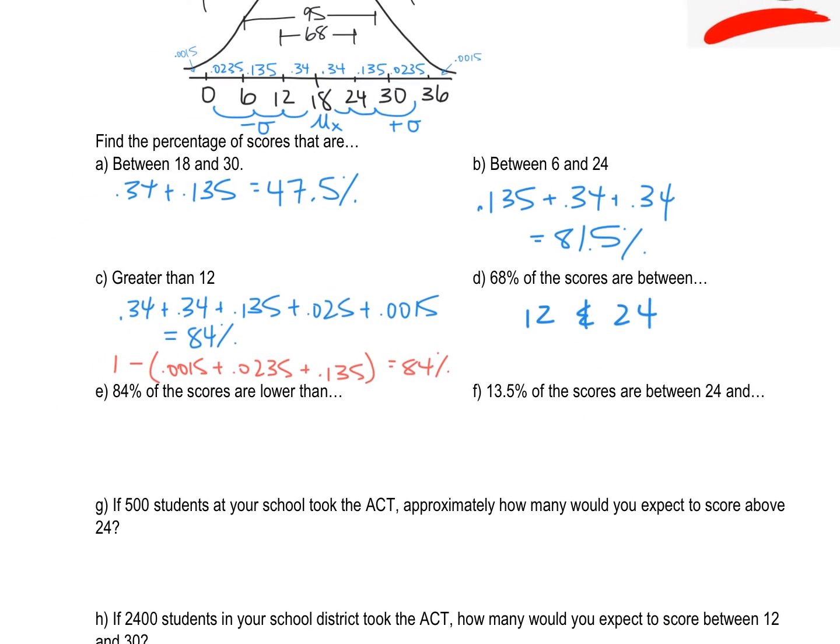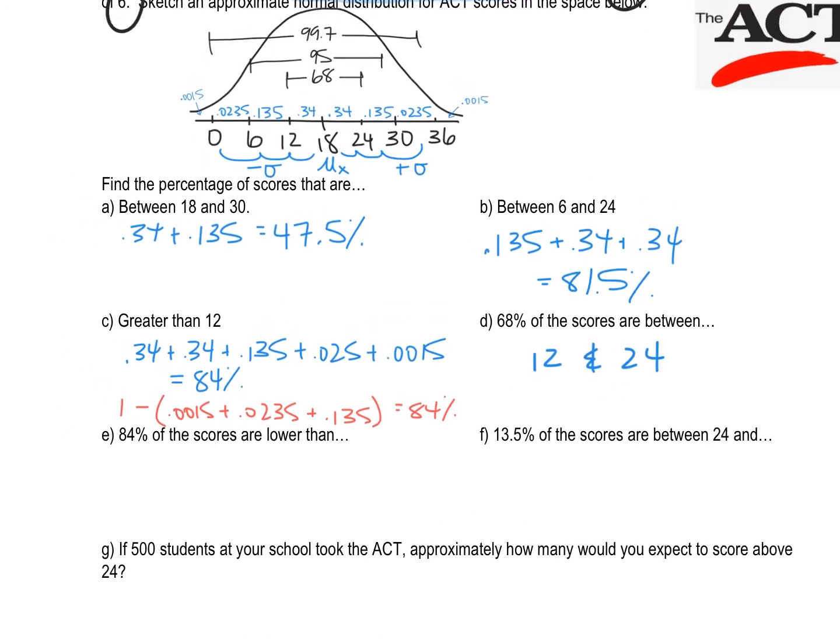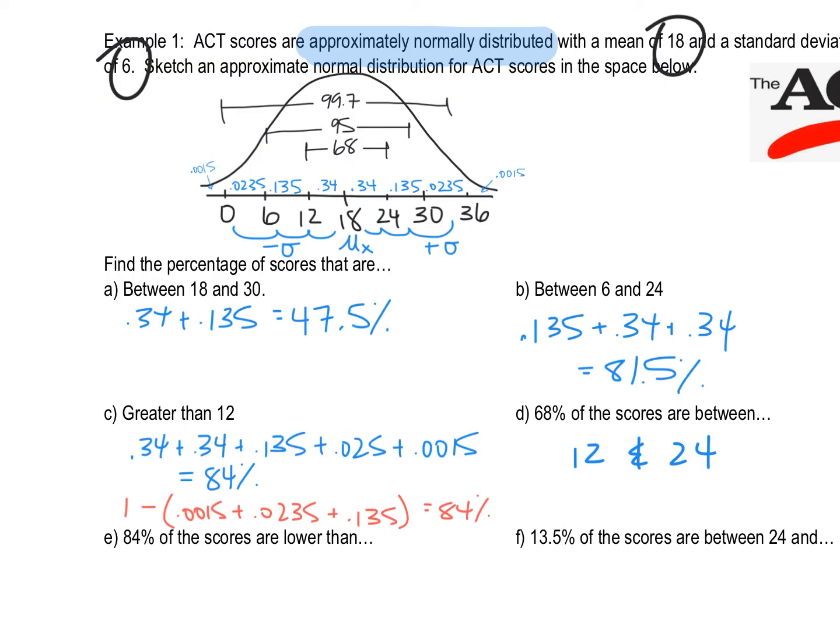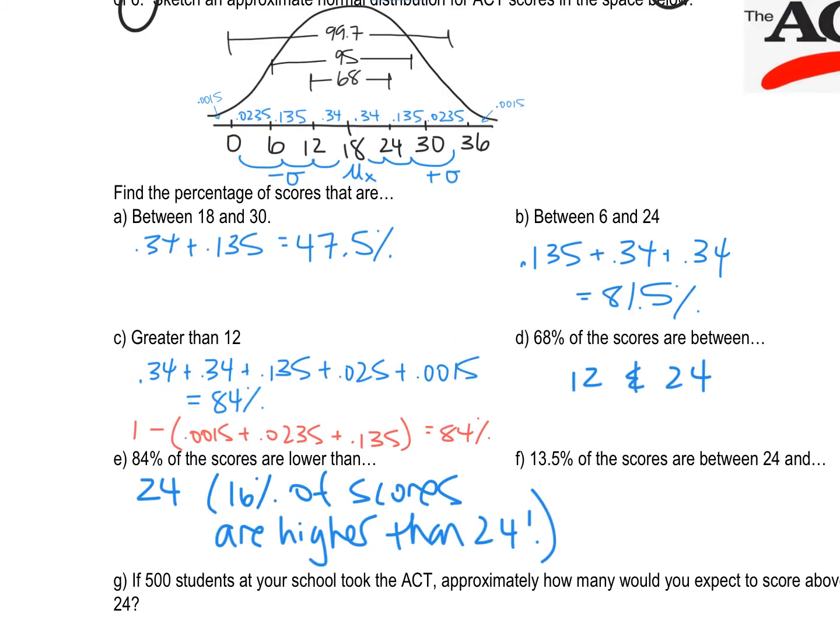The next one, 84% of the scores are lower than. This is a little bit harder. What I have to do is figure out which ones I have to add up. So start here and add this and add this and add this and keep adding until you get 84. I just kept adding numbers until they added up to 84 and I got to the ACT score of 24. So until you get to here, add up all of these values and that equals 84.